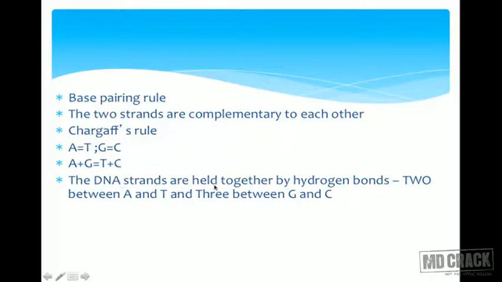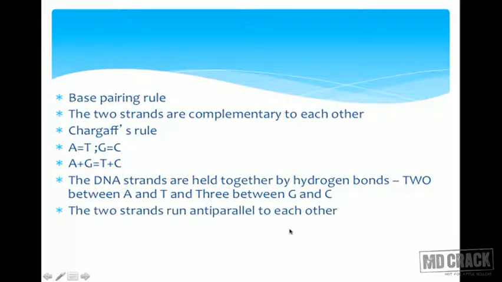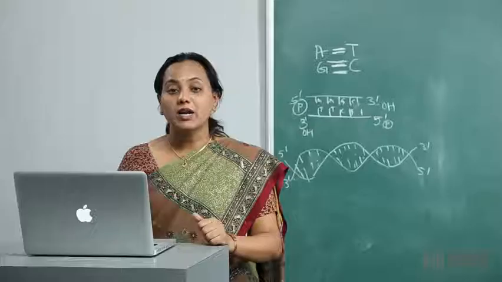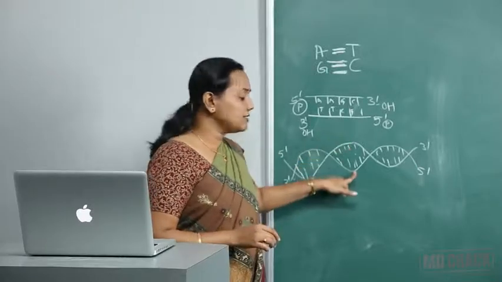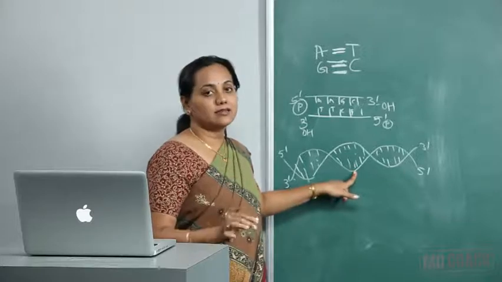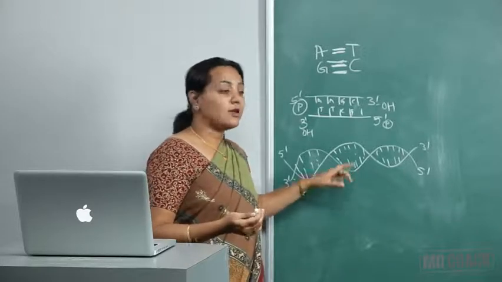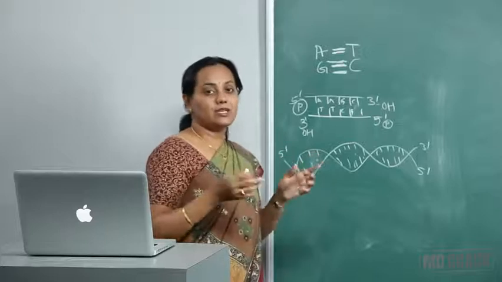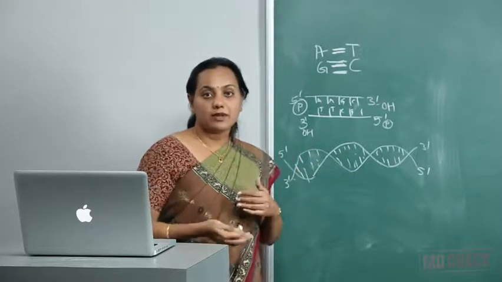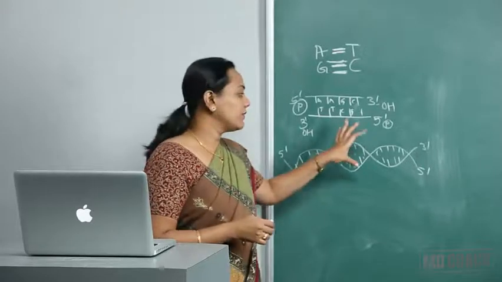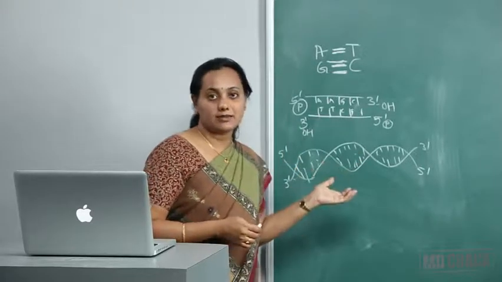The DNA strands, let us go further, are held together by hydrogen bonds. There are 2 between A and T and 3 between G and C. Now the 2 strands run anti-parallel to each other. One of the strands is known as the sense strand and the other is known as the antisense strand. What do you mean by that? The strand which contains the gene and which is going to act as a template during transcription. Based on this, we will have the sense strand and the antisense strand.